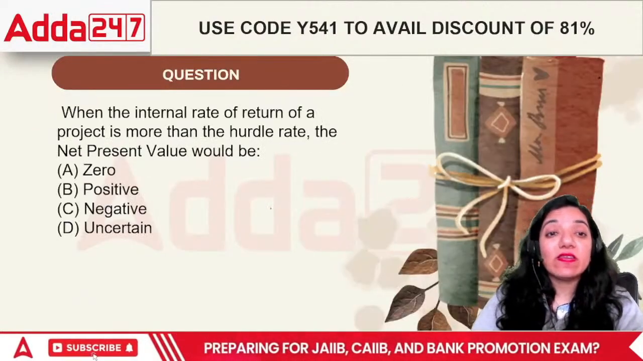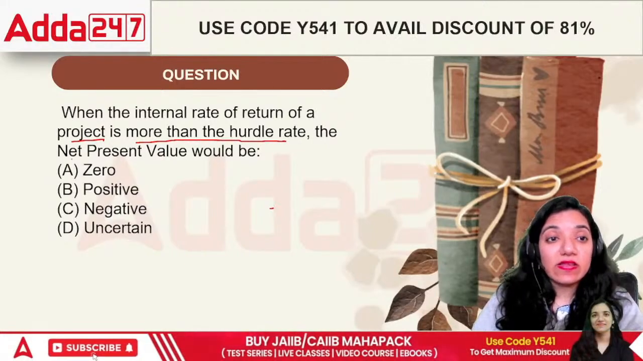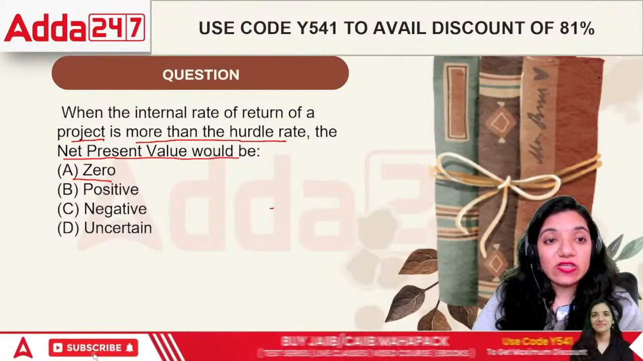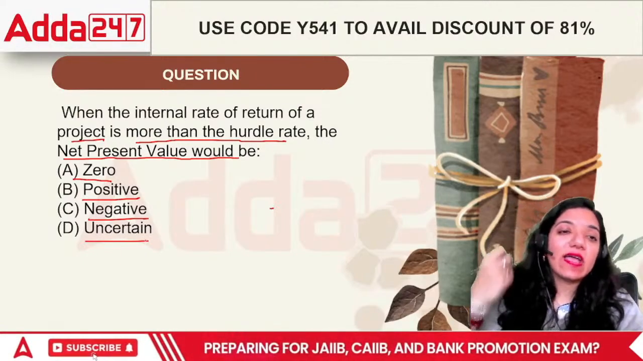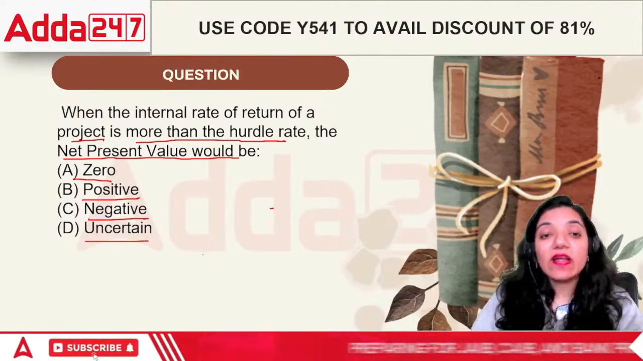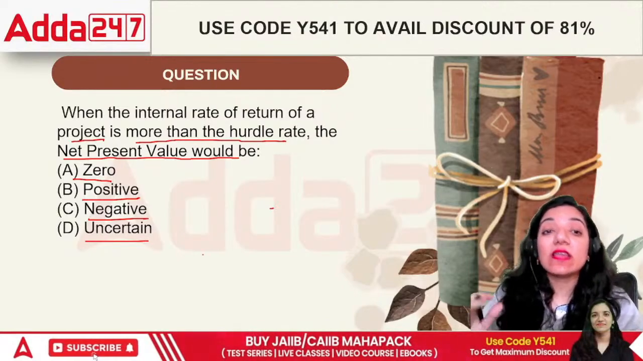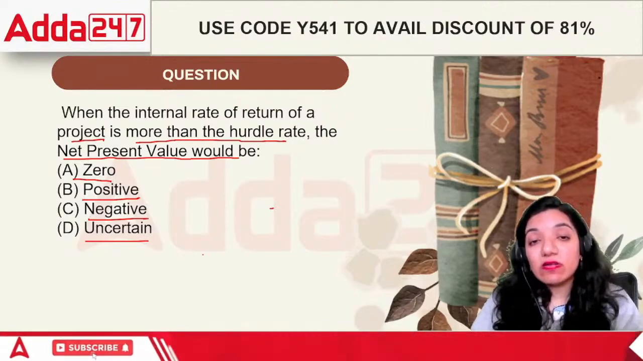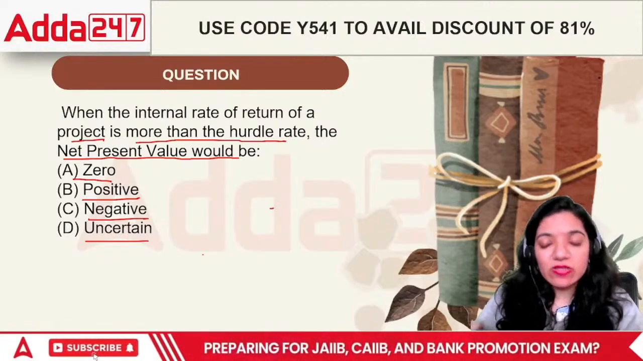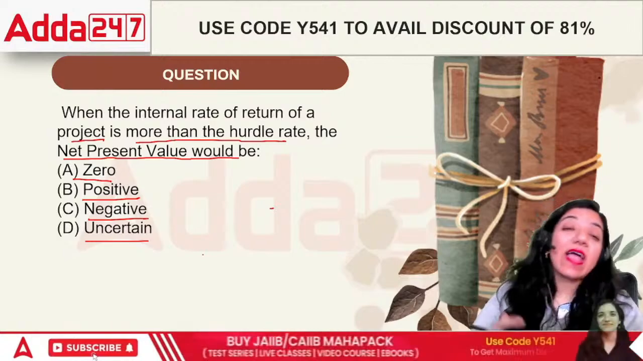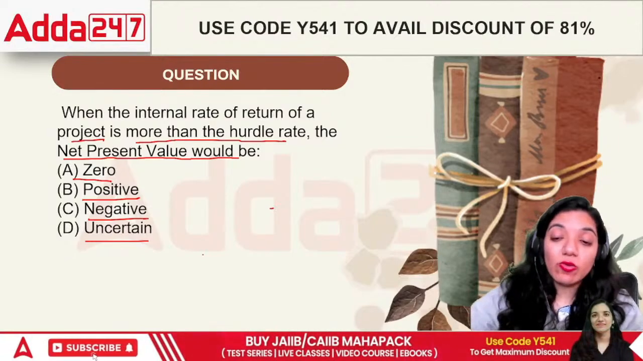Next point, when the IRR of a project is more than a hurdle rate, the NPV would be 0, positive, negative, or uncertain. If the IRR, the internal rate of return, is more than the hurdle rate, what would the NPV be?